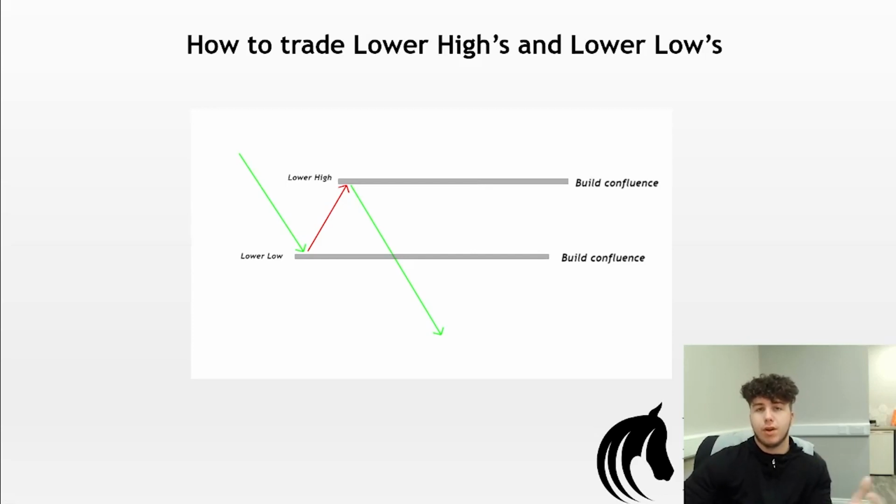Whatever confluences you are using, the trend lines, EMAs, Bollinger Bands, RSI, all these types of things, guys, if you can build up a picture of where your, in this example, lower high should be, whether it be on one of these 2 levels, you hopefully should be able to find a trade.